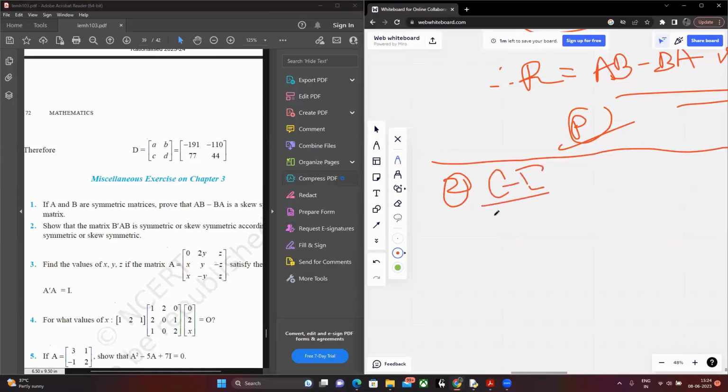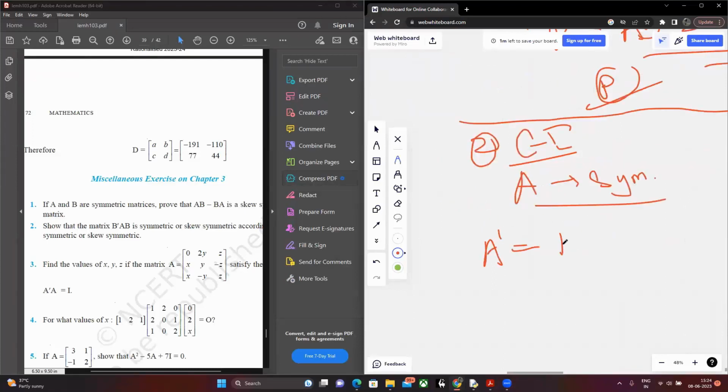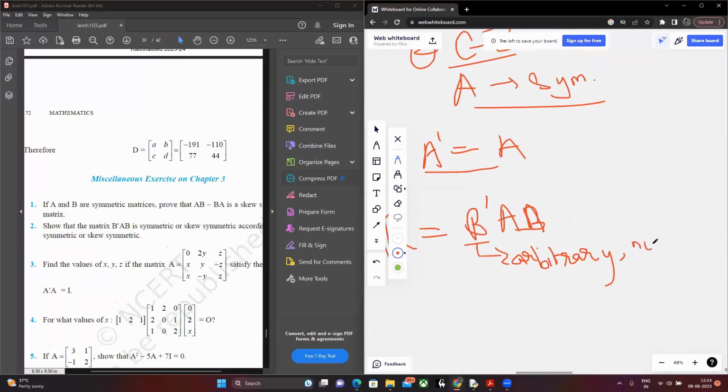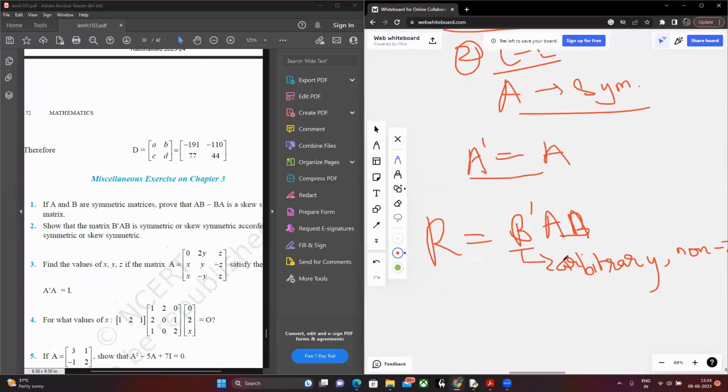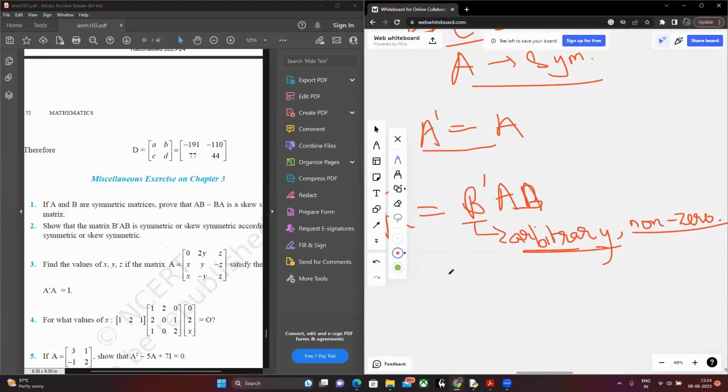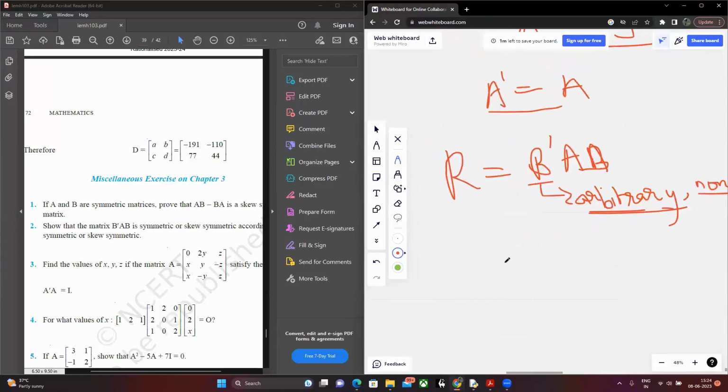Case one, when A is symmetric. Therefore, A dash is equal to A. Let the matrix R equal B dash AB for an arbitrary matrix B. This is going to be arbitrary, and it does not have any conditions associated with it, other than that it is non-zero. Because if it is zero, then the whole thing is zero and you can trivially prove that it's symmetric and skew symmetric. So we are assuming that it's non-zero, and it's arbitrary because there's no condition on B.